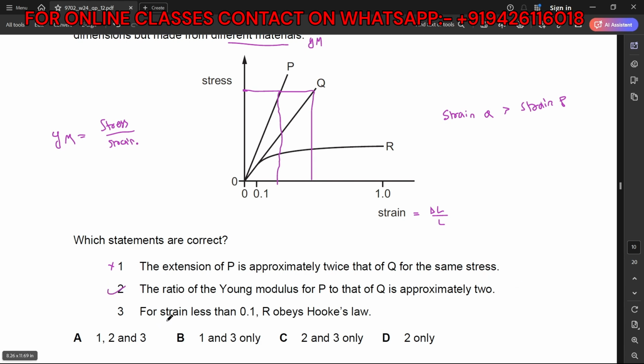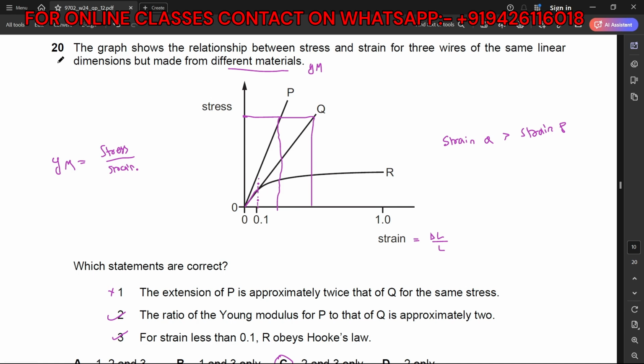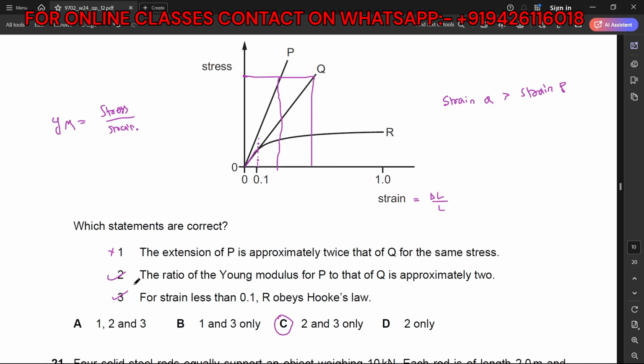Now for a strain less than 0.1, R obeys Hooke's law. This is my R, and till this point it is a straight line, so even this is correct. So 2 and 3 are correct, therefore C is your correct option. So out of the three statements given in question 20, the first one was incorrect and the last two are correct, and therefore C becomes our correct option.